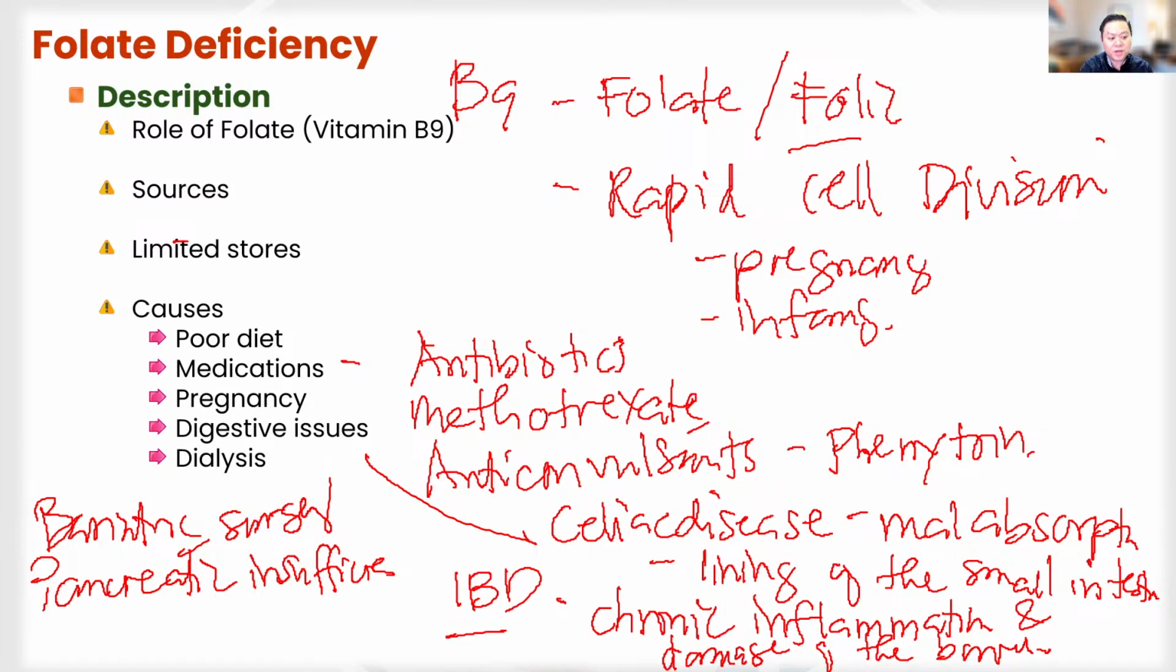Another is chronic alcoholism. As we know, alcoholism will also impair the absorption, and it can also alter the lining of the intestines. And again, our B9 absorption is going to be affected. There's also gastric bypass surgery wherein, again, it will alter the absorption of the same vitamin.